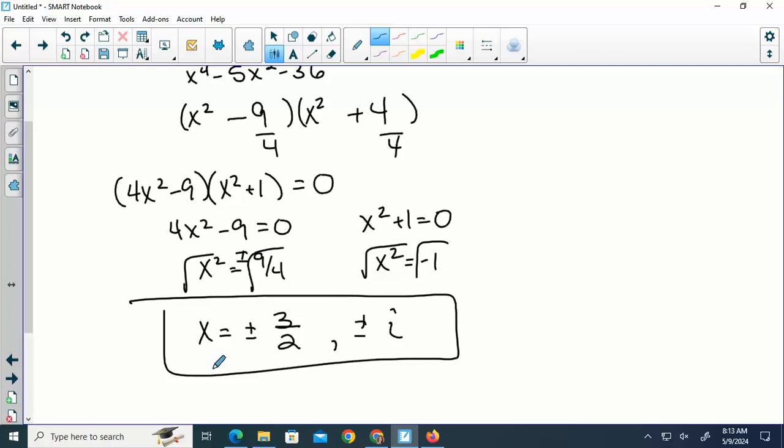I split the 4x squared minus 9 into 2x plus 3. That's fine. Yes, that was still a difference of squares, so we can factor further.